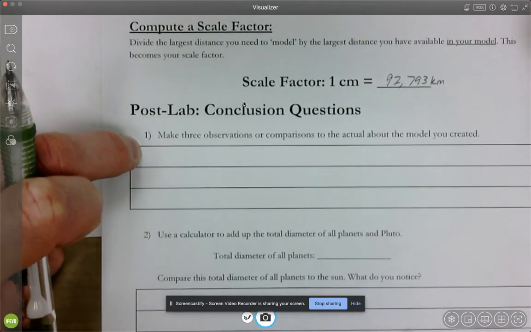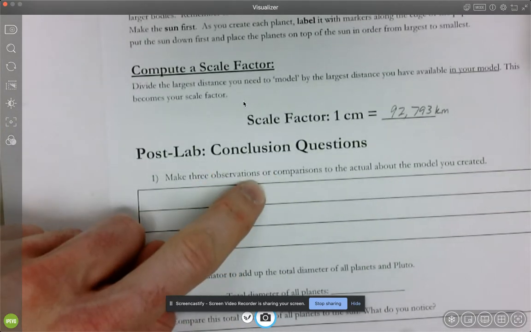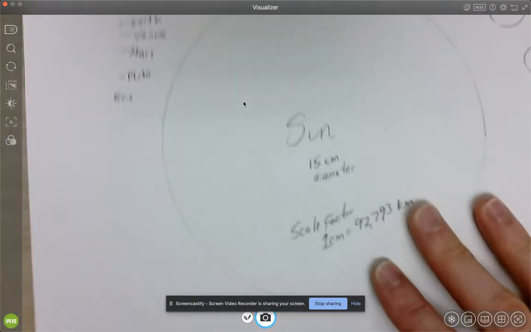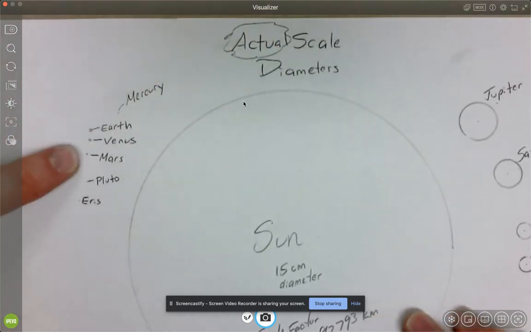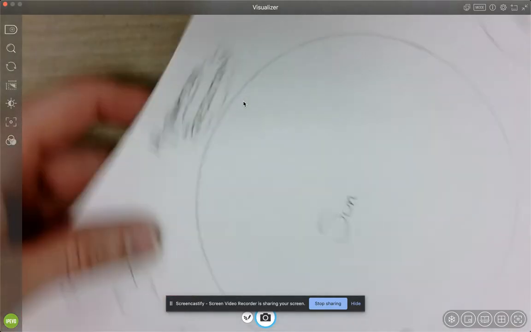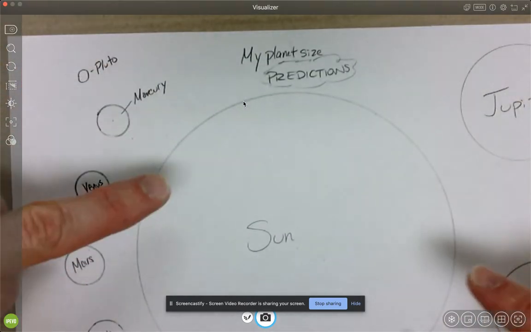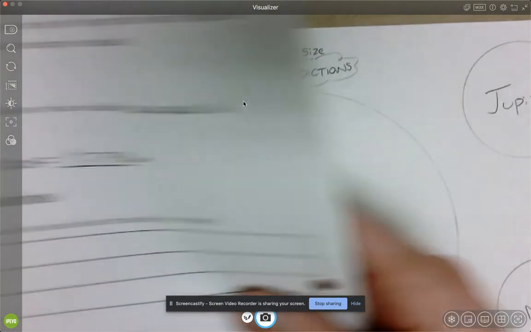With number 1, it asks you to make 3 observations or comparisons about the model you created. That's kind of a mouthful. So essentially what that means is please compare your actual diameters, so the true amounts, to your drawing that you had when you predicted the sizes. How are they different?